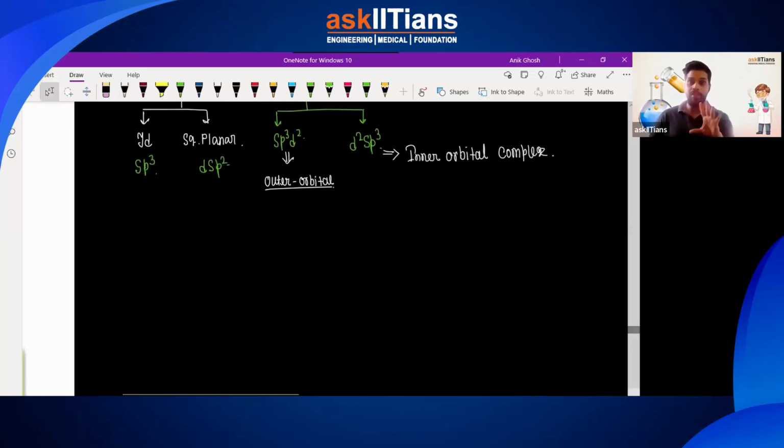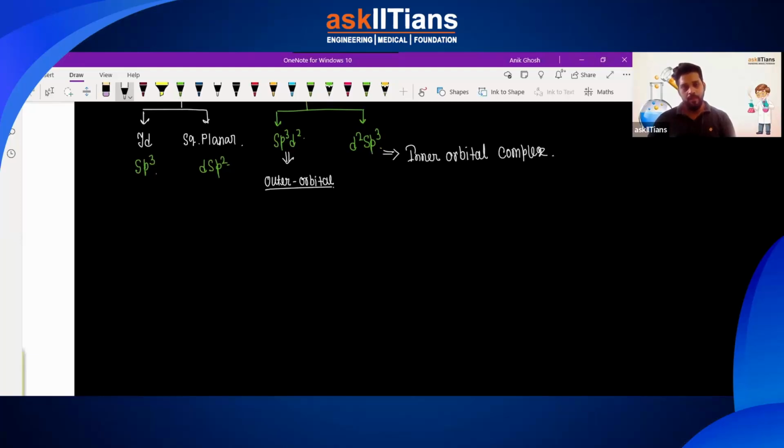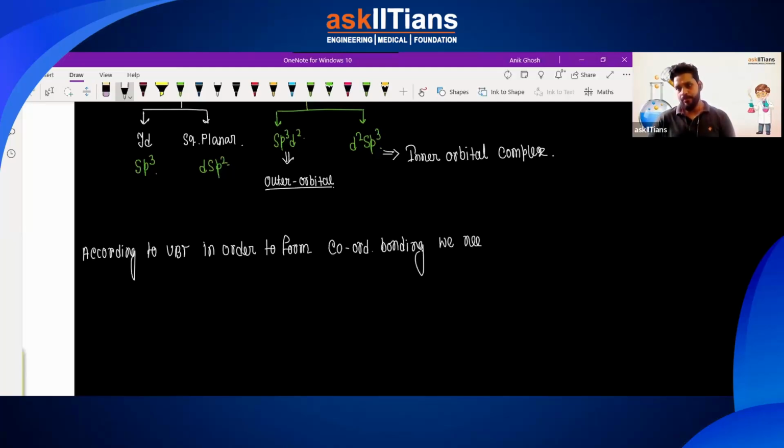Now, let's try to understand this now. First, according to VBT, valence bond theory, in order to form coordinate bonding, we need to have a vacant orbital of the metal. So the central metal atom has to have a vacant orbital in order to have coordination bonding.